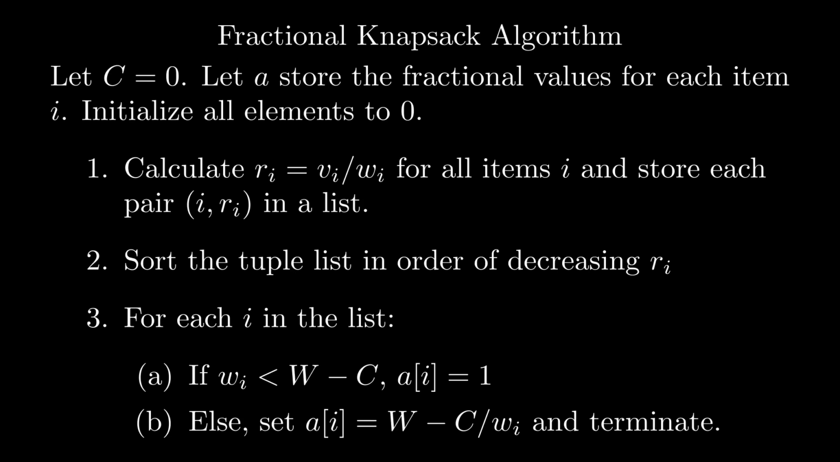First, we calculate the ratio R_i = V_i / W_i for all items i, and then store each pair (i, R_i) in a list. Then, we sort the list of ratios in order of decreasing R_i values. Third, we iterate over the sorted list and perform the following. If W_i is less than W - C, we set A_i equal to 1. Otherwise, we set A_i equal to (W - C) / W_i and terminate.